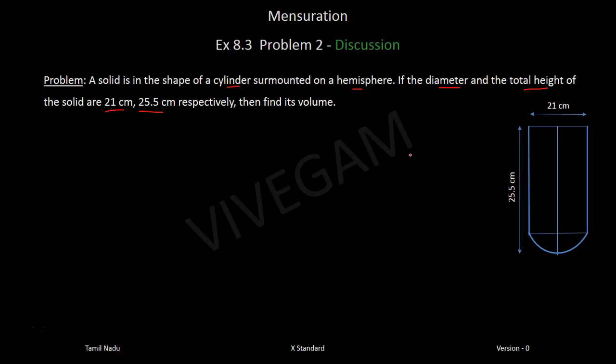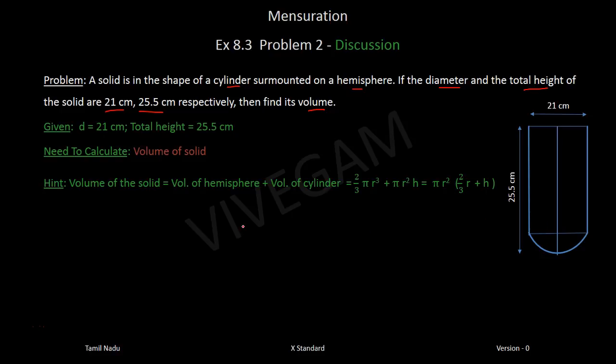Now what are we asked to calculate? We are asked to calculate the volume. Given D equal to 21 centimeters, the total height is 25.5 centimeters. We need to calculate the volume of the solid, but the volume of the solid is the volume of the cylinder plus the volume of the hemisphere. So that's what we say here.